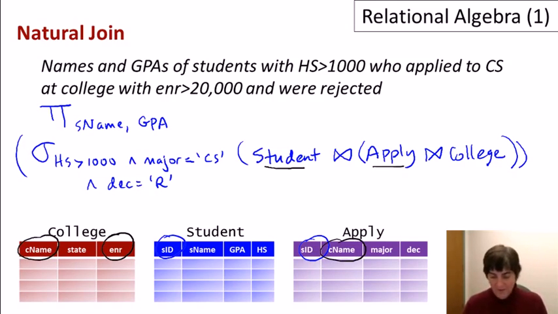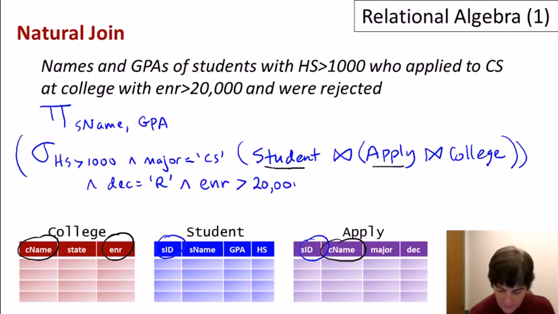Now, once we've done that, we've got all the information we need. We just need to add one more filtering condition, which is that the college enrollment is greater than 20,000. And with that, we've solved our query.